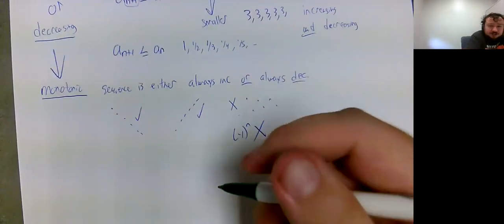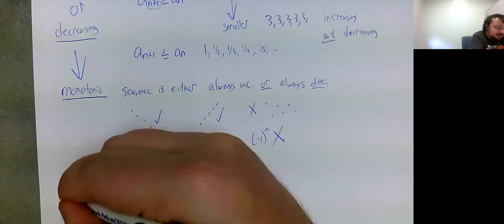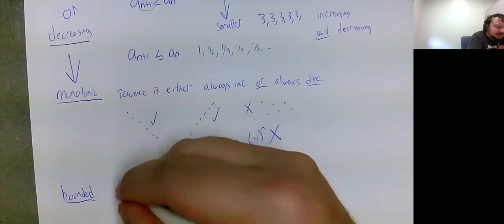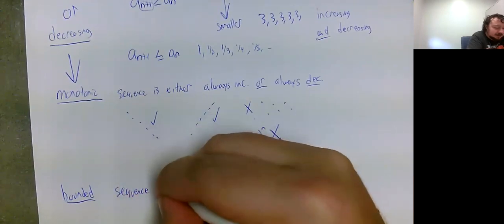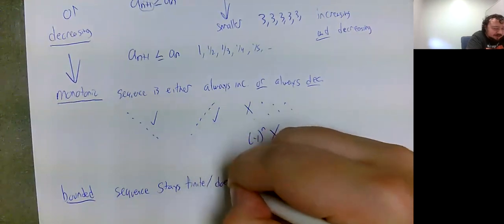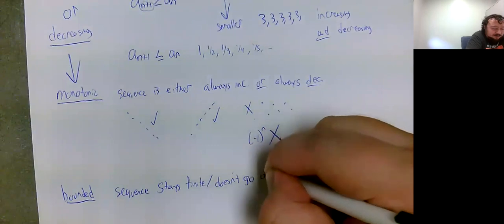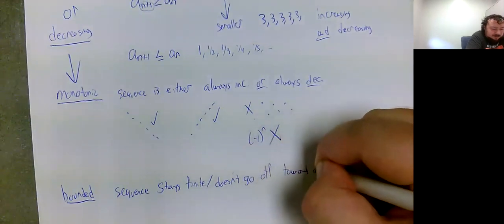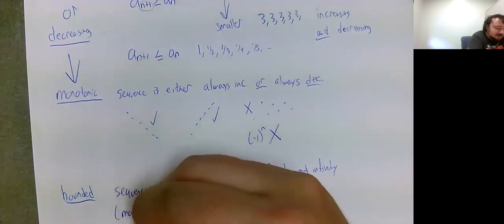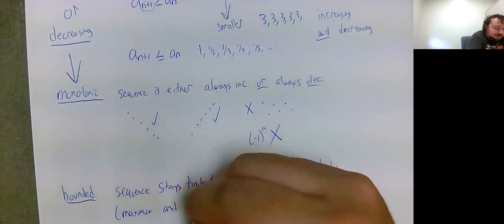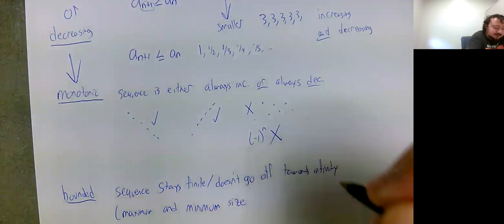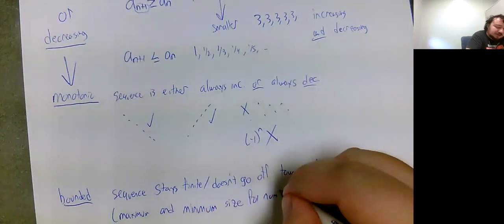All right, let's see. Our next piece of terminology is bounded. And what bounded means is that the sequence stays finite and doesn't go off towards infinity. Another way of imagining this is there's a maximum and minimum size of numbers in the list.